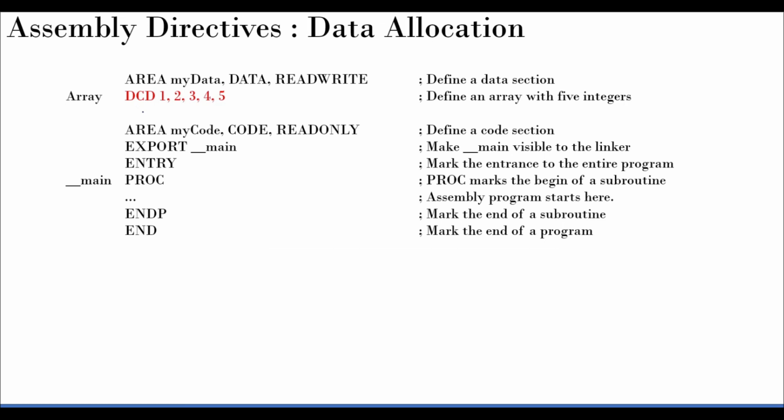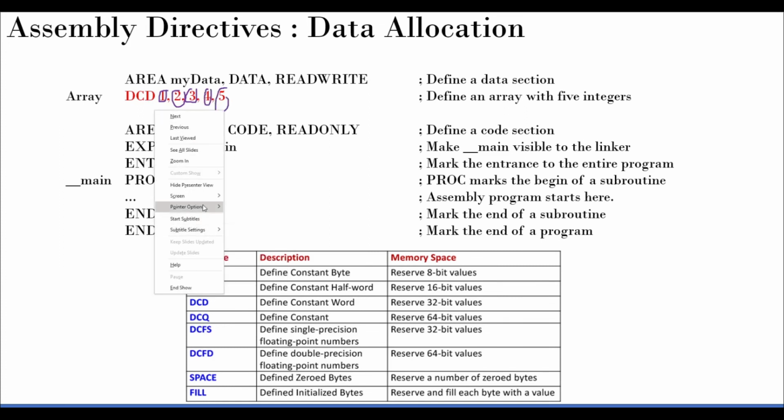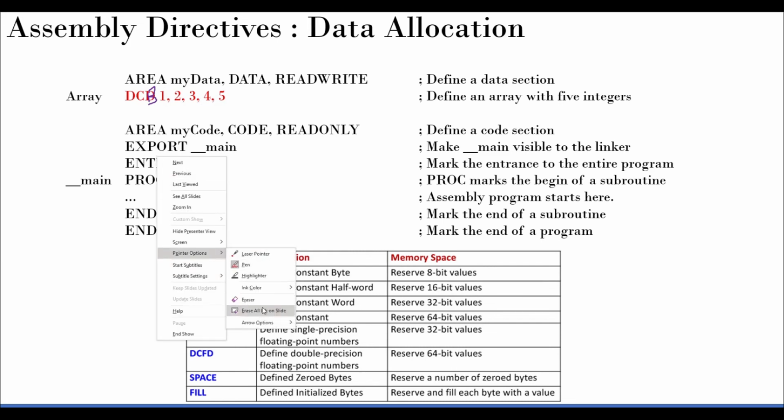So DC, I think I have the next slide. Yeah, it's here. DCB means defined constant byte, so it reserves an 8-bit value. Here, for example, it's DCD, so it means a constant word. 32 bits are reserved for 1, for 2, for 3, 4. So 32 bits are reserved for each. If I change this to something like B, so instead of D it is B, that means this one will only take 8 bits. That's the meaning of it. I hope it's clear.